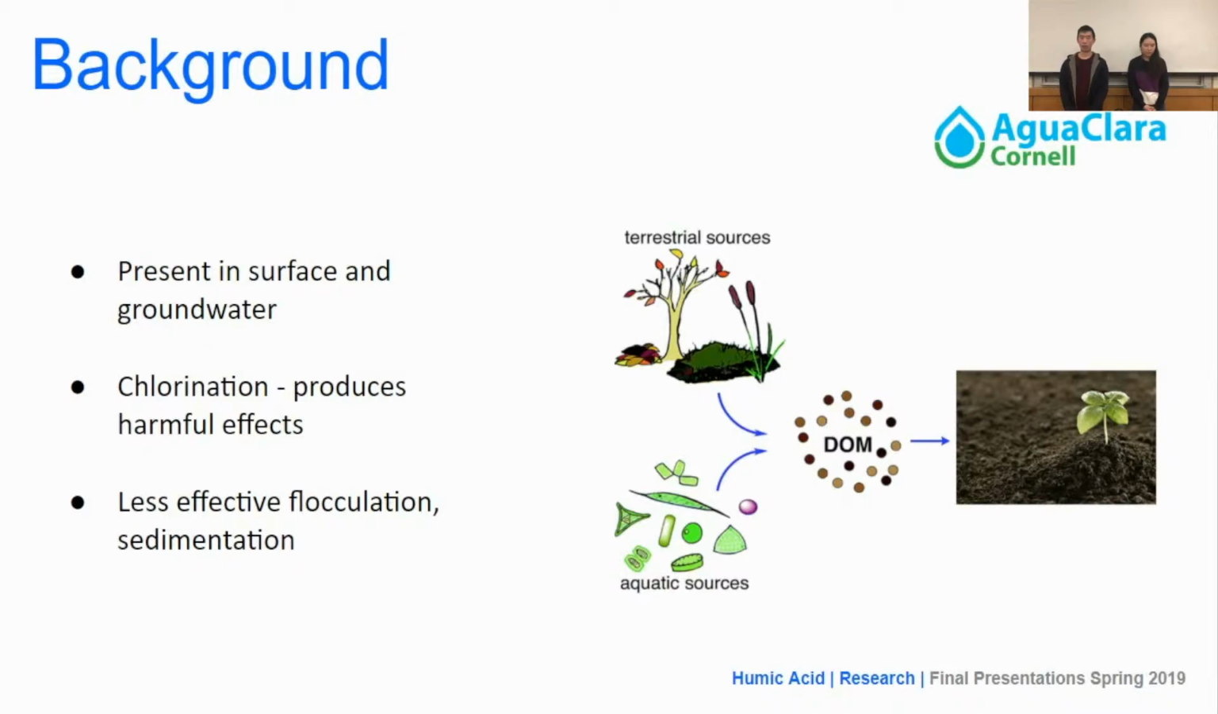And humic acid itself is a very sticky substance. So if we try to treat water with coagulant, for instance, the coagulant can be coated with humic acid, making it harder for flocs to form because it's harder for all the coagulant molecules to stick together and collide.